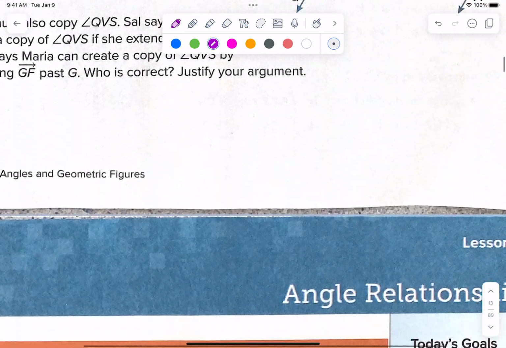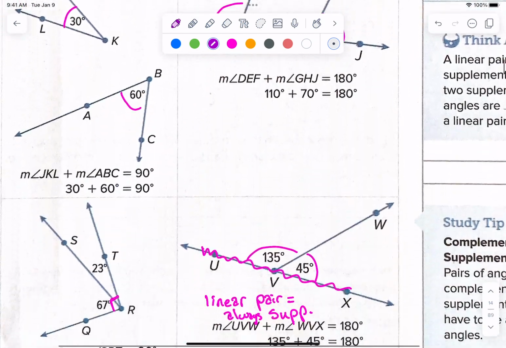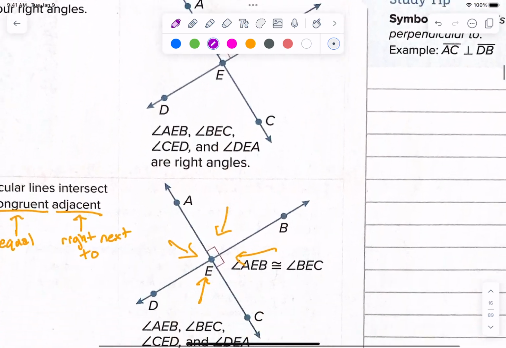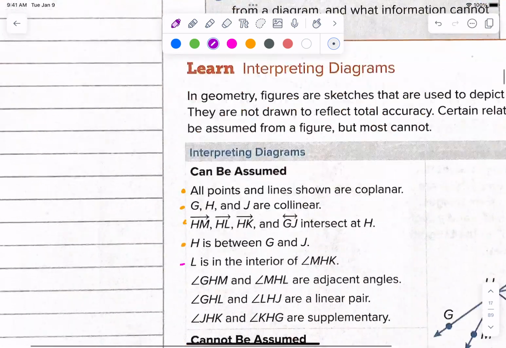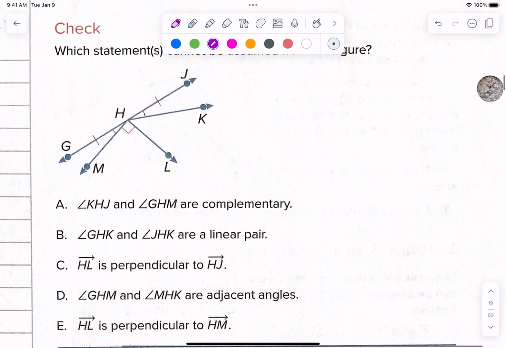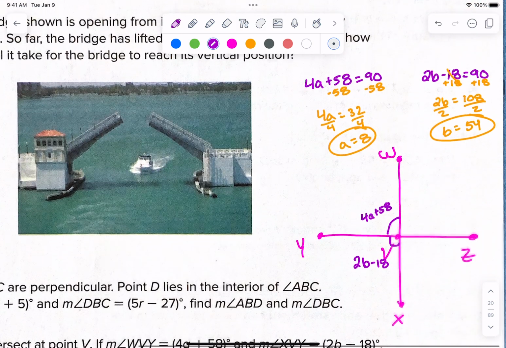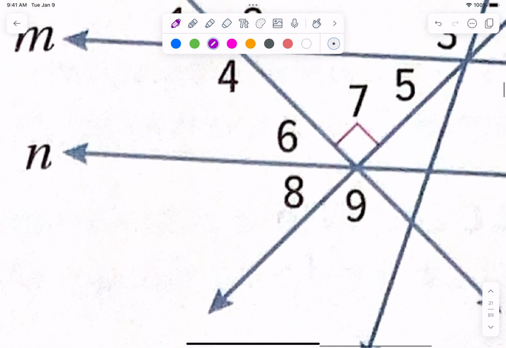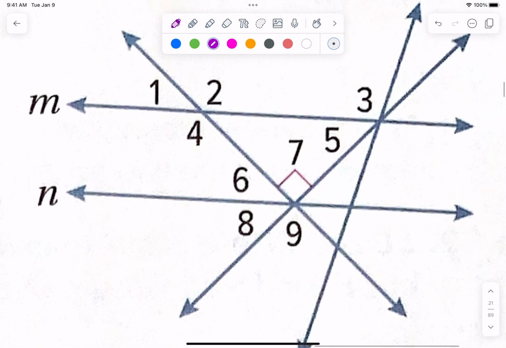Let's go to complementary, supplementary, we already talked about those. Do you want some more complementary, supplementary questions? Sure. Let's see what we got. Okay, let's do this. Looking at this diagram, do you guys see it? True or false? 6 and 8 are complementary angles.